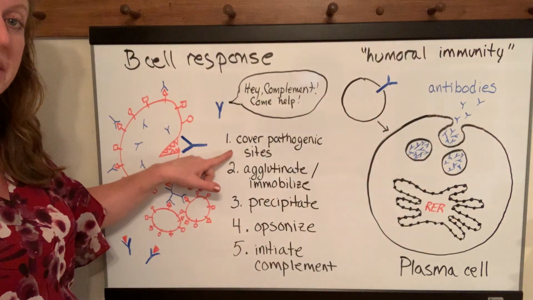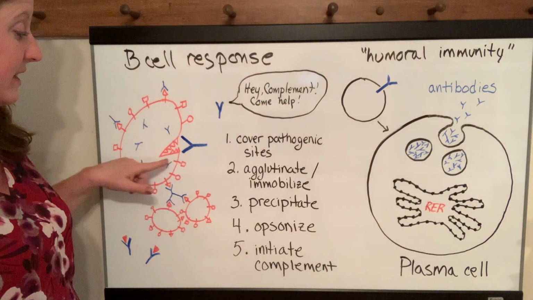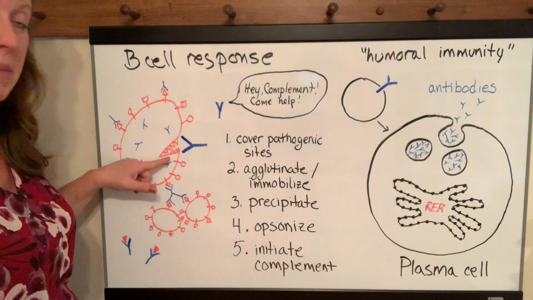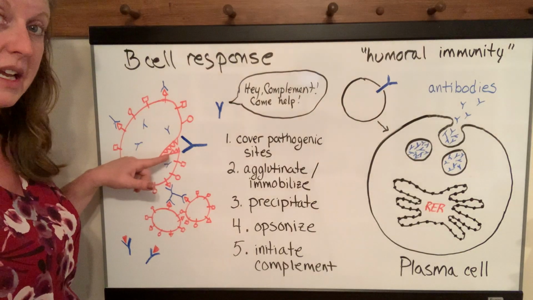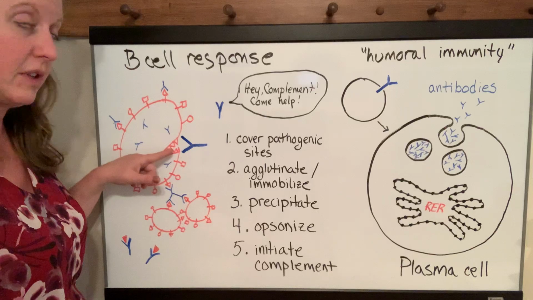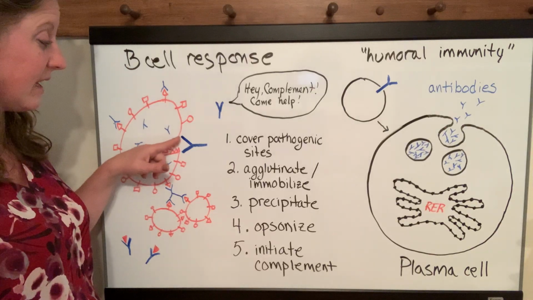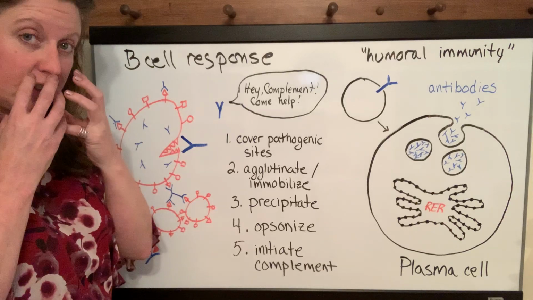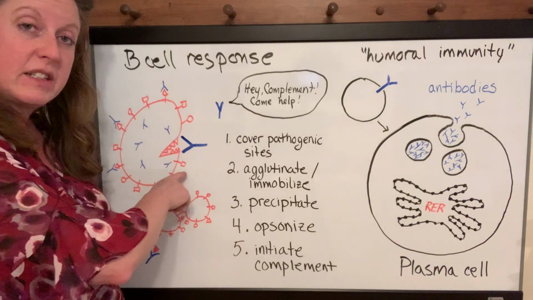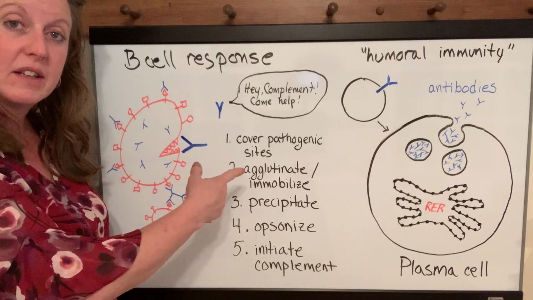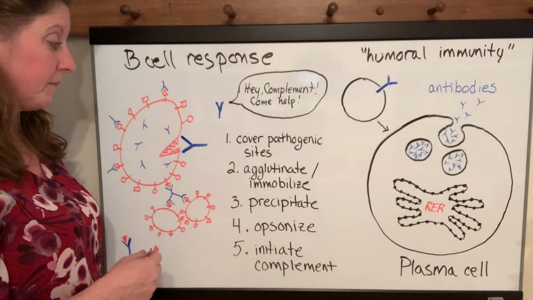They can cover pathogenic sites. So, for instance, in this bacterium, I gave it a pathogenic site, a dangerous site with a big mouth and sharp teeth, which of course bacteria do not have. But imagine that the antibody is acting like a muzzle on a dog. It prevents this bacterium from doing whatever it does that's so damaging.